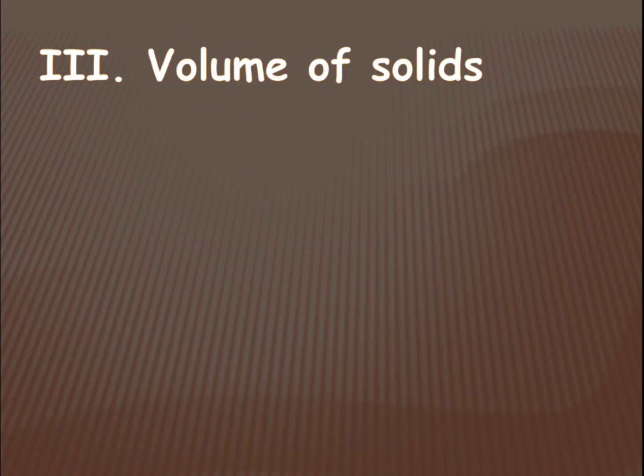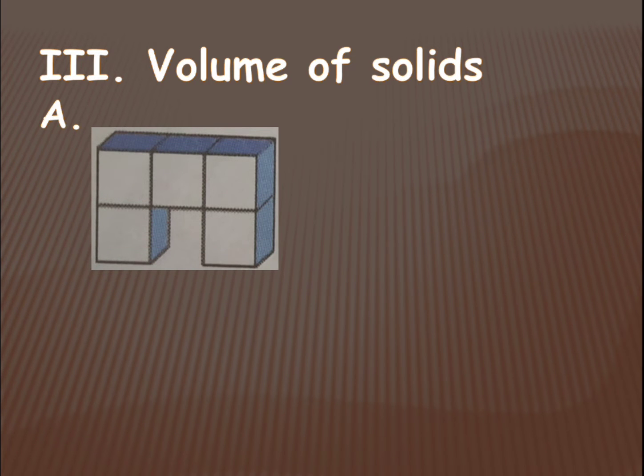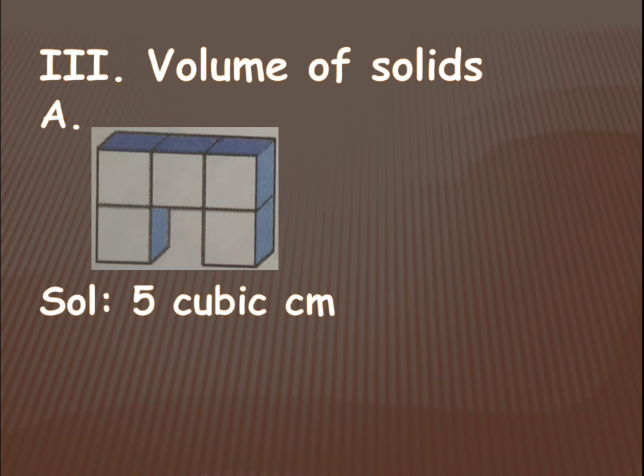Now let's start with the volume of solids. So they'll be giving you a picture. It might be any picture. Only thing is you need to count the cubes and write 1, 2, 3, 4, 5. So this is a cube, this is a cube, this is a cube, this is a cube, this is a cube. So you need to count the number of cubes and write the volume of the given solids. Here you have 5 cubes, so you will write 5 cubic centimeters. Whenever we are mentioning volume, you have to write with the cubic.